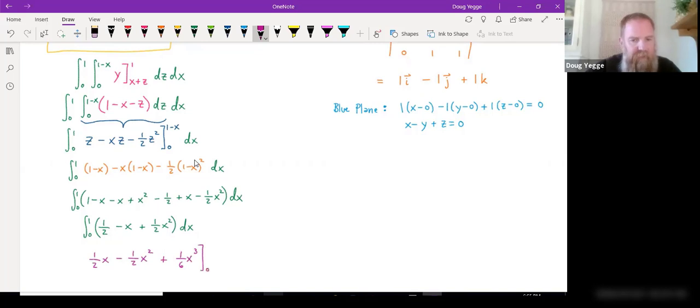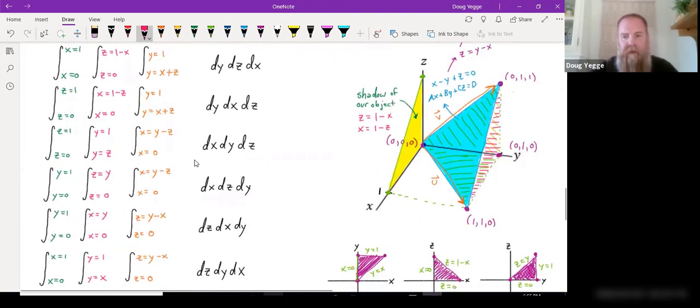And if you evaluate that from 0 to 1, notice that plugging in 0 for all the x's cancels it. So all we're left with is 1/2 minus 1/2 plus 1/6, which means that my volume of this tetrahedron is 1/6. And so we could have chosen any one of the 6 different iterations of this triple integral, but we ended up choosing the first one that we wrote, dy dz dx. And any of the 6 that we choose should still give us the same value of the volume of 1/6.